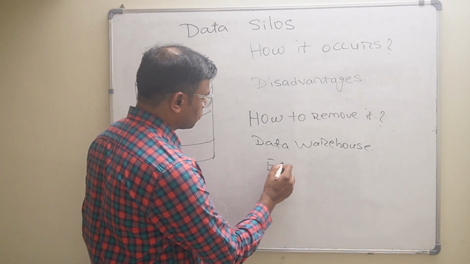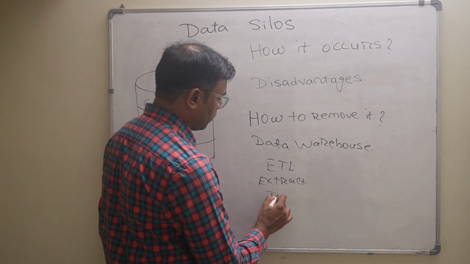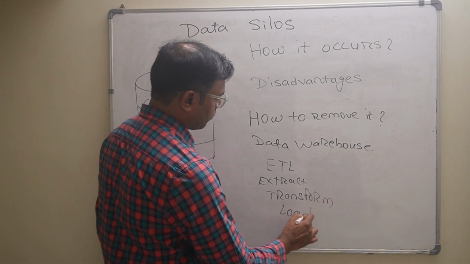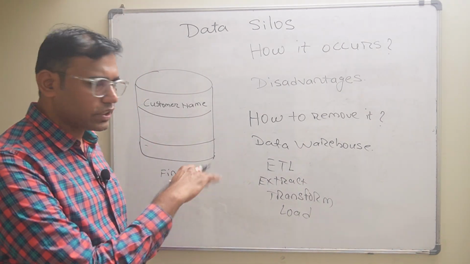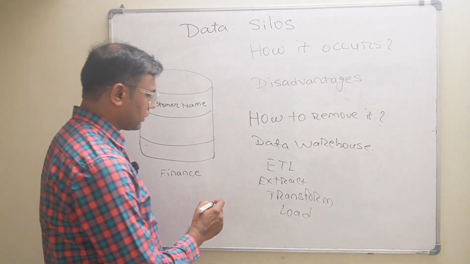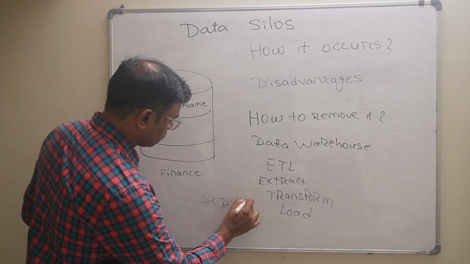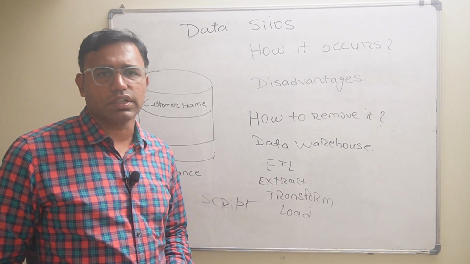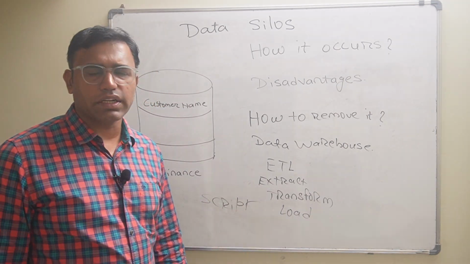To create a data warehouse, we can use an ETL tool. ETL means extract, transform and load. We can extract the data from various sources of the organization, transform it into one unique format, and load it into the data warehouse. So we can use an ETL tool to create the data warehouse. Next, we can create a script which will extract the data from various parts of the organization and store it in the data warehouse, but it is a little bit difficult. So this is how we can remove the data silos.